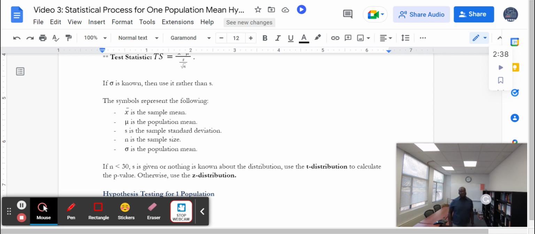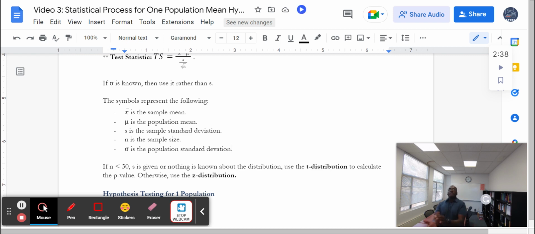X bar, sample mean. Mu, population mean. S is the sample standard deviation. N is the sample size. Sigma is the population... what? That is not correct. Population standard deviation. When I make a mistake, it's good for me to do that so that you all can see and then make that change in your notes as well.